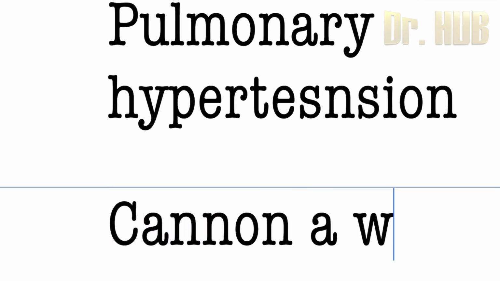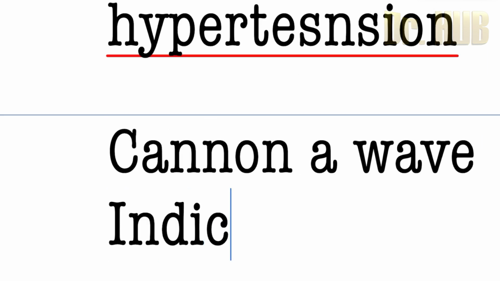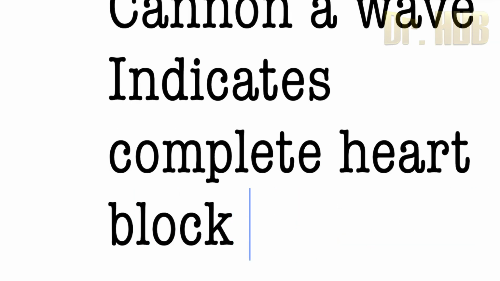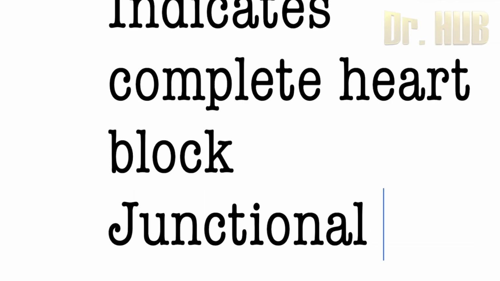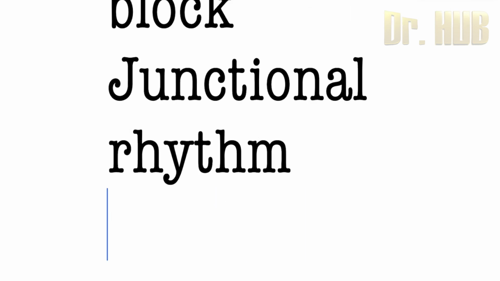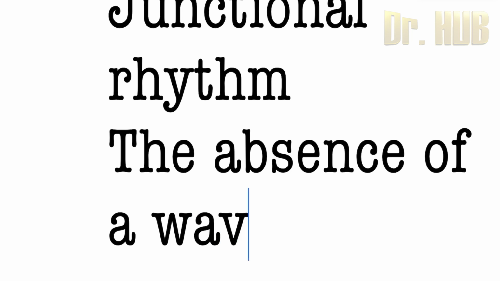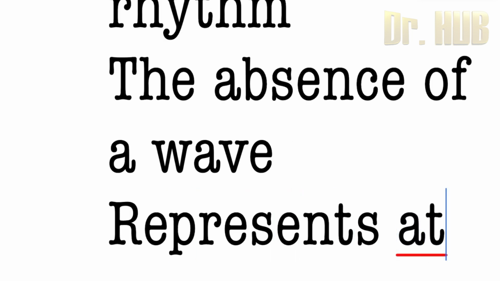Next, Canon A wave. Canon A wave indicates complete heart block, also known as a junctional rhythm. Now the absence of A wave represents atrial fibrillation.